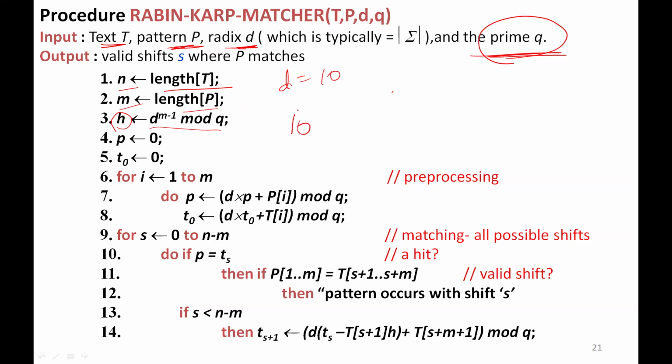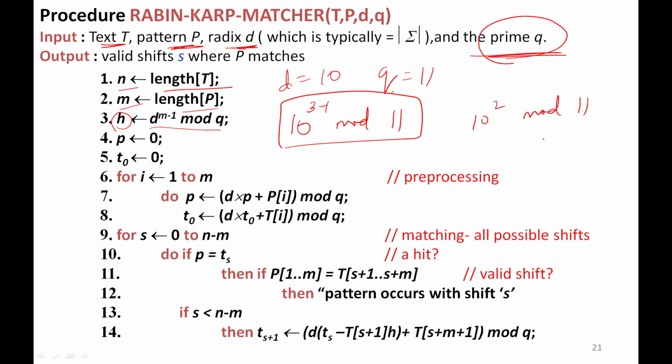So we write 10 raised to whatever is the length of the pattern. Say you have three characters, and we say 3 minus 1. And suppose the q value is also given to you, say 11. So we take 10 raised to 3 minus 1 mod 11. 10 raised to 3 minus 1 is nothing but 10 square, so 10 square is 100. So what you have to check is, what is 100 mod 11?